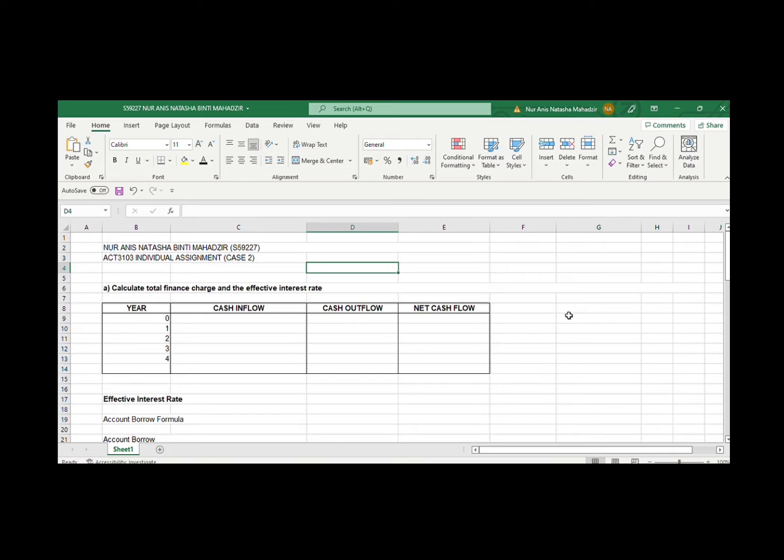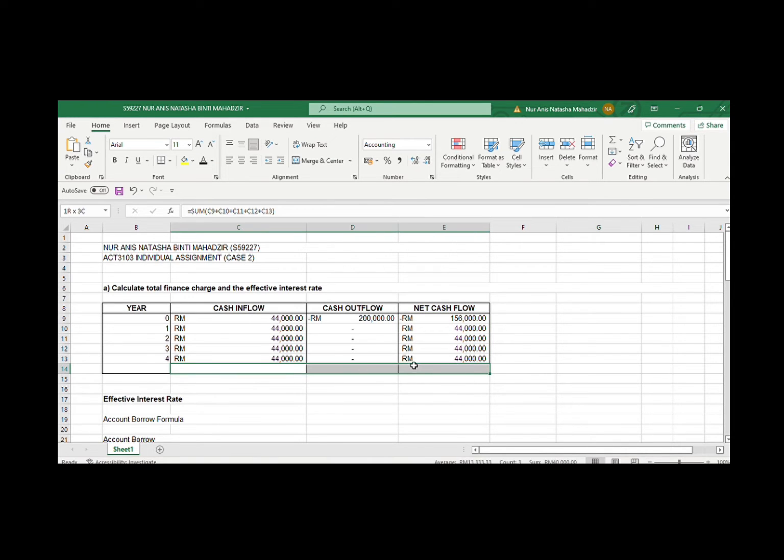So, first thing first, we have to calculate the total finance charge and the effective interest rate. We have to separate it into cash inflow, cash outflow, and net cash flow. The cash inflow as given is 44,000. Next, the cash outflow is only given for 2019, which is 200,000. And lastly, how to get net cash flow? We take cash inflow minus cash outflow, and we will get the net cash flow.